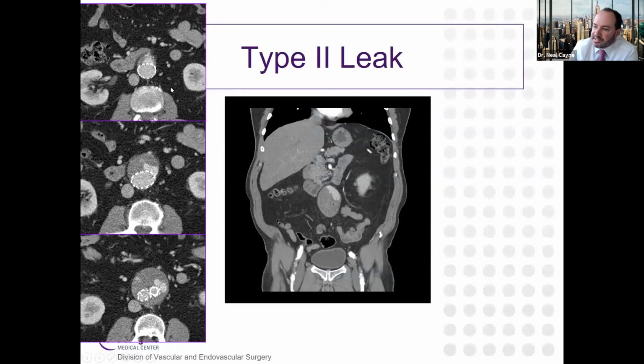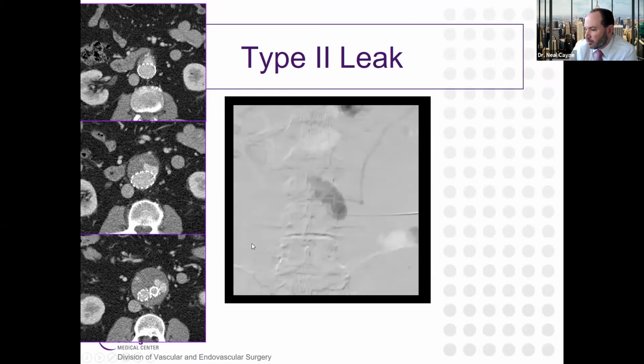Here's a venous phase CT scan showing a type 2 leak. On the top left, you can see it hugging the stent graft and the beginning of the inferior mesenteric artery. As you come down, you see the inferior mesenteric artery filling and the endoleak hugging the stent graft. In the middle, there's a coronal view seeing the type 2 leak. This is the intraoperative translumbar angiogram of that patient. The angiogram mimics the CAT scan. You see one large outflow vessel.